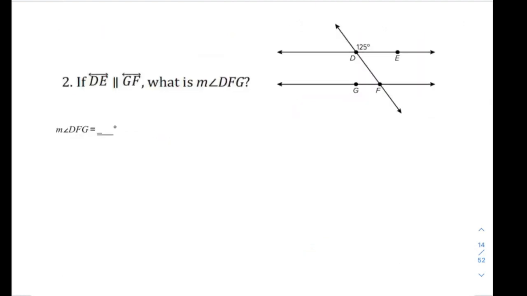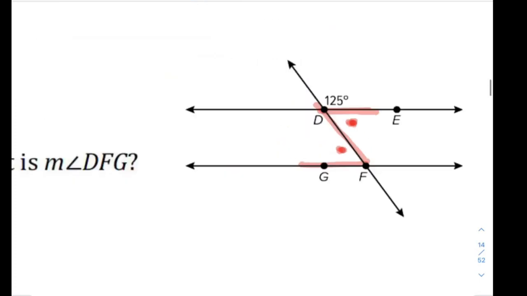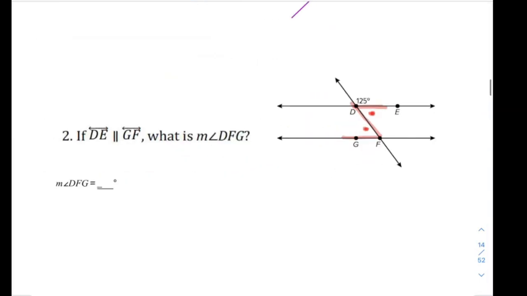If line DE is parallel to line GF, what is the measure of angle DFG? DFG is this one. Let's follow the letters DFG. This is the angle. As you see, this angle is alternate interior angle with this one. So if the lines are parallel, alternate interior angles will be congruent, corresponding angles will be congruent, alternate exterior angles will be congruent, but consecutive interior angles will be supplementary, meaning having a sum of 180.